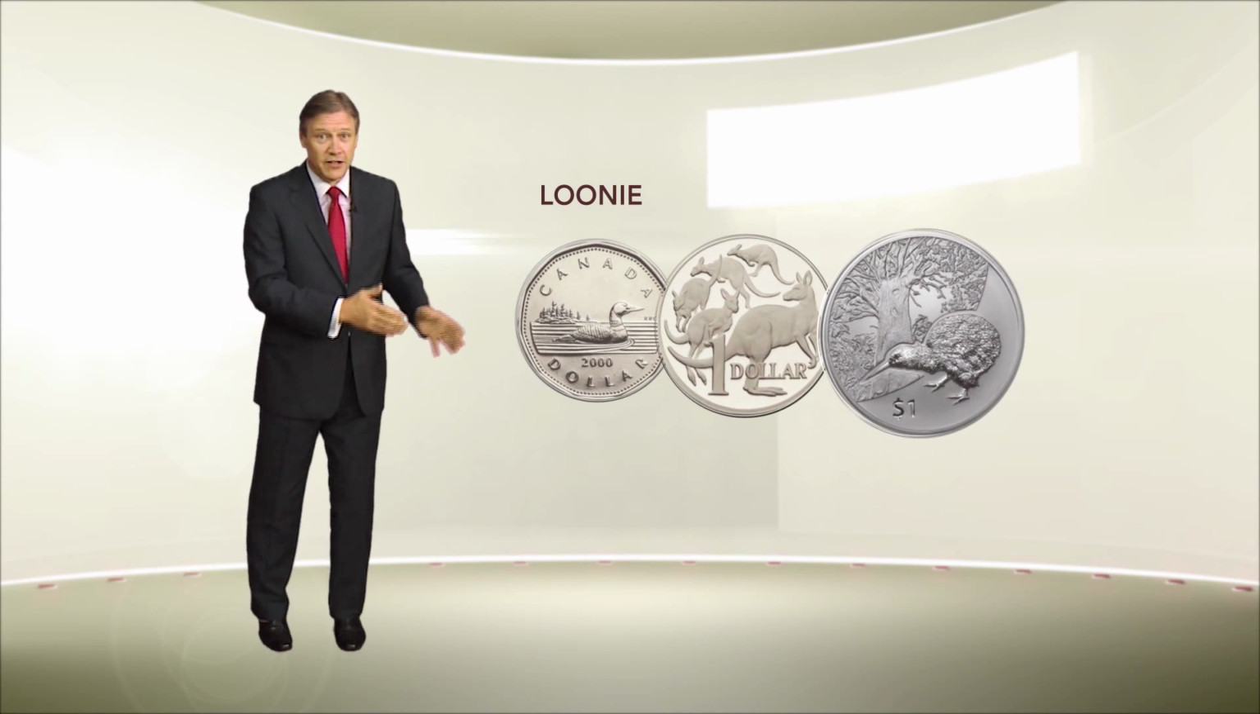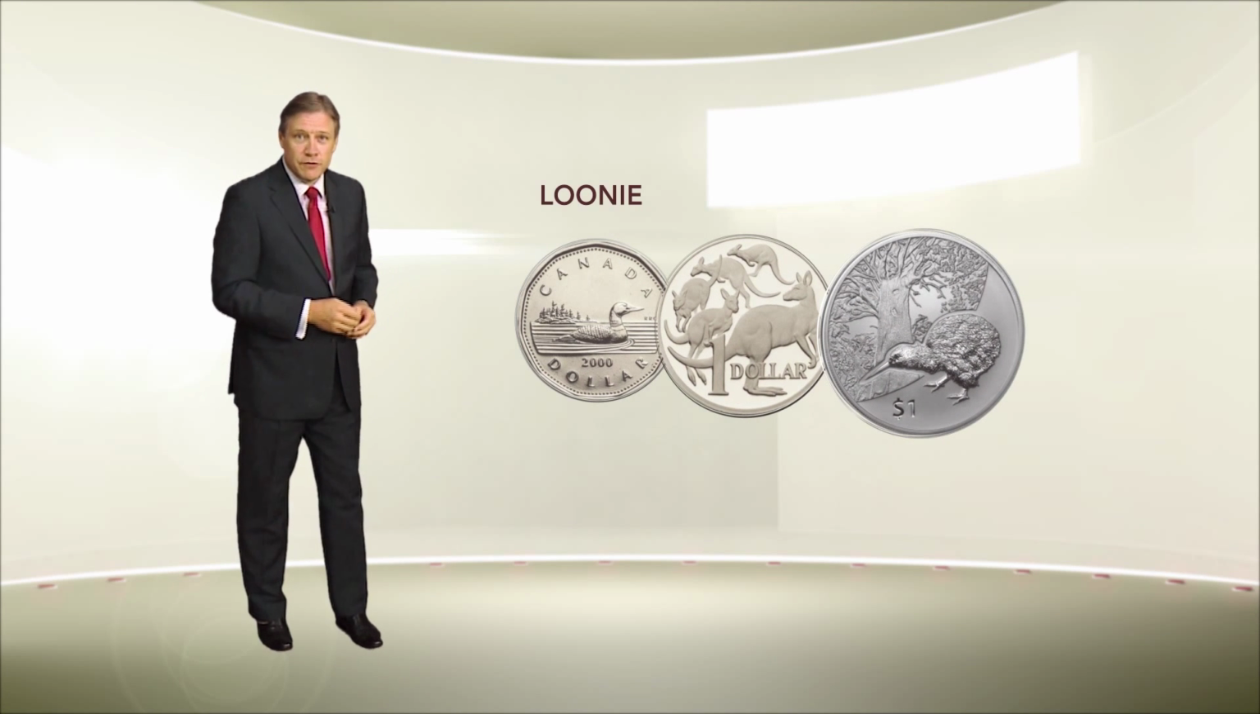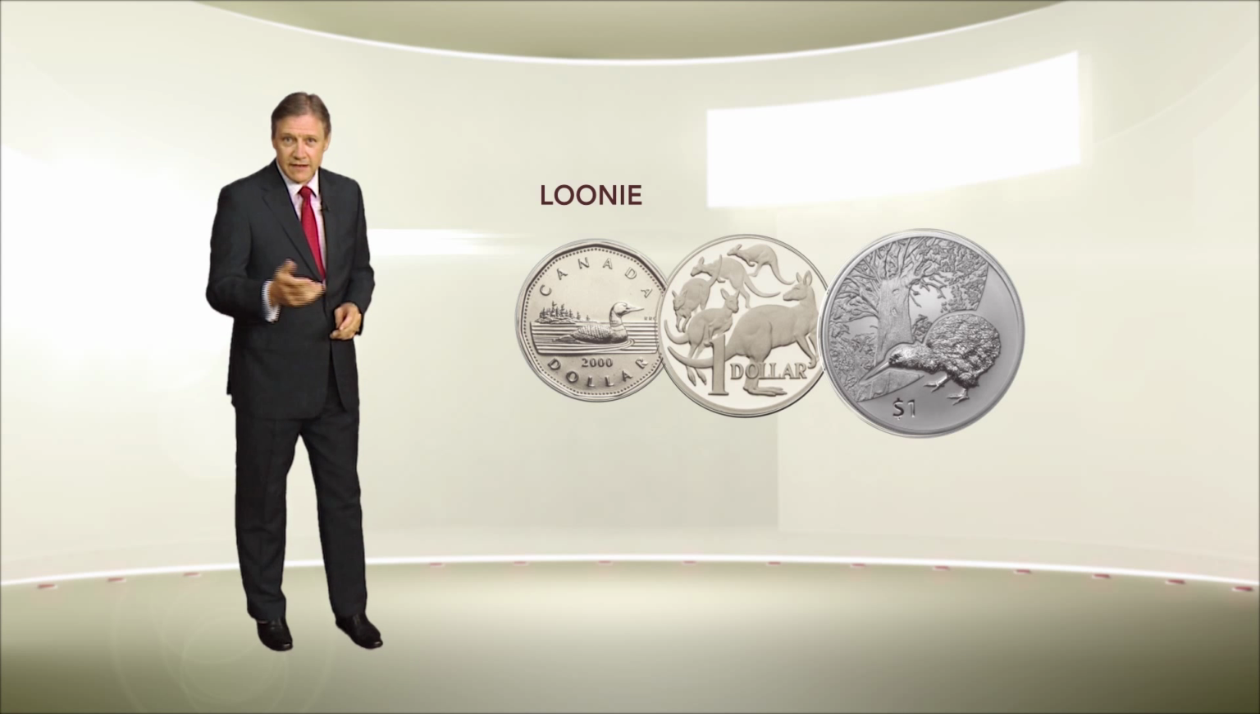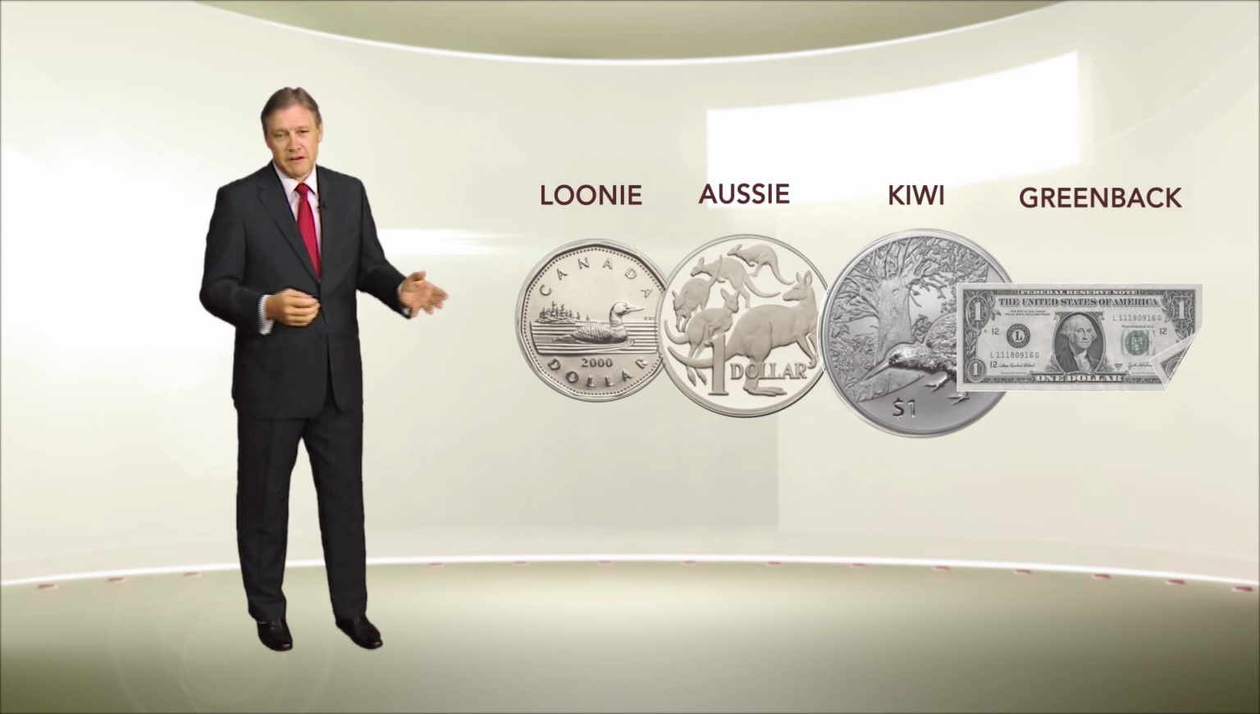Traders also use a number of slang terms in Forex. For example, cable means the pound versus the US dollar. It refers to the original transatlantic cable between Britain and the US. You may hear names like the loonie for the Canadian dollar, which has a picture of a loon bird on the coin. Then there's the Aussie, the Kiwi, and the greenback.